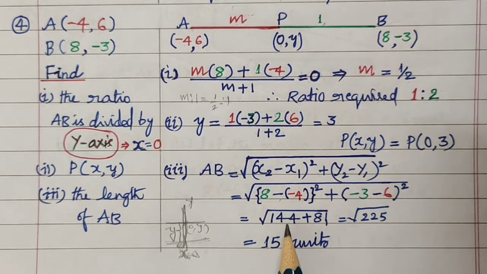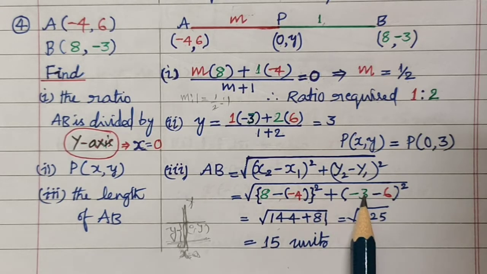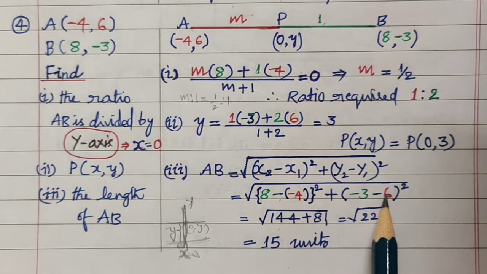This will give 144, minus into minus plus, 8 plus 12, 12 square is 144. This is minus 9, that will give 81. 144 plus 81 is equal to the square root of 225, that is equal to 15 units.